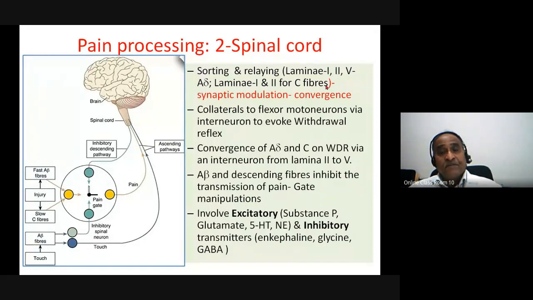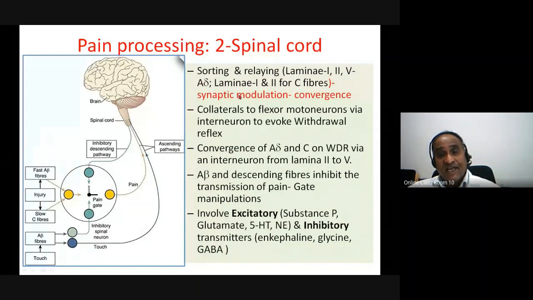Synaptic contact here. So say, for example, here 1 and 2 have a synapse with the interneuron there. And this interneuron has a synaptic contact with the projecting neuron situated in layer 5. This is known as a WDR, wide dynamic range neuron. That is a projecting neuron situated in layer 5. So that means they have synaptic contacts. The synapse provides an opportunity for modulation of pain.